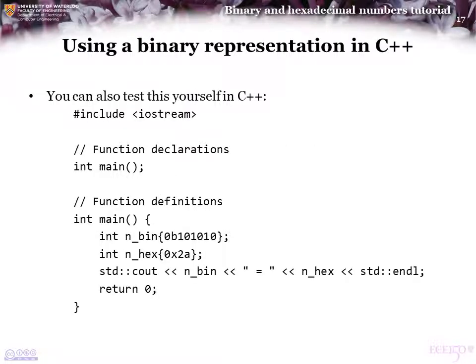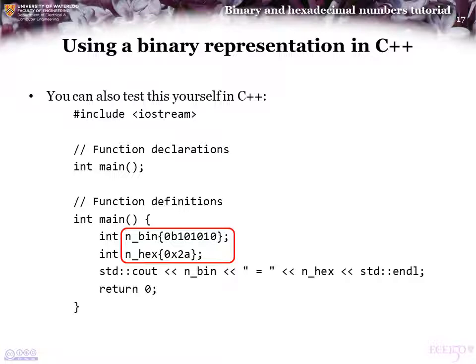Now, you can actually test this yourself as well. So here I have a very small program where I entered two numbers, n sub bin and n sub hex. Now, the first one starts with 0b, so that indicates that the bits that follow represent an integer, but in binary. The next line has 0x. As you may have guessed, this means that the digits that follow are hexadecimal digits, and the compiler will then calculate what 2a is in hexadecimal as a hexadecimal number. It will then store that number.